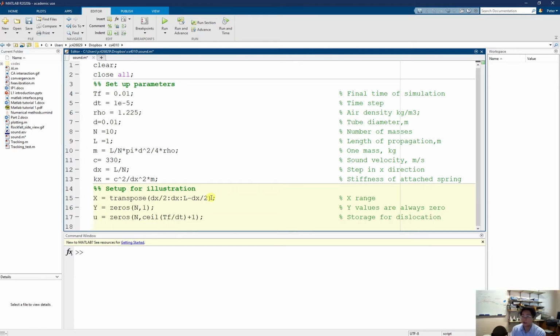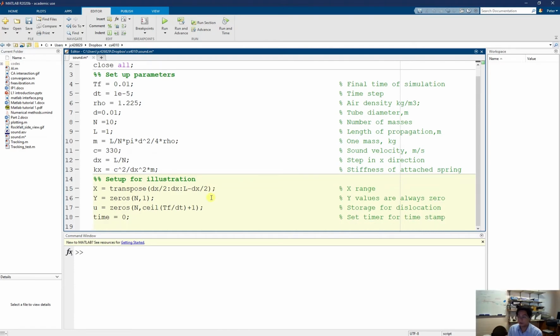I need to set a timer, so time equal to 0. This timer will tell me which time step I'm on. And I need a counter. As I told you, in MATLAB arrays start from 1, so the counter starts from 0. So this will be my counter for the calculation step.